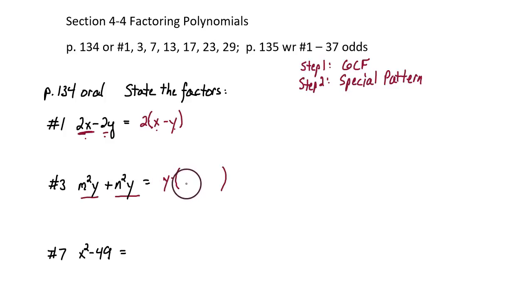Y times what makes m squared y? We need the m squared. Then ask y times what makes n squared y? We need a positive n squared. Now inspect that second factor to see if it fits one of the 4 special patterns from the section. Both terms are squared, but in the middle there's a plus sign. There was not a special pattern that fits this, so we're done.